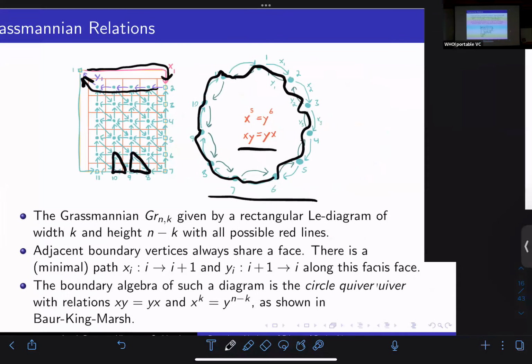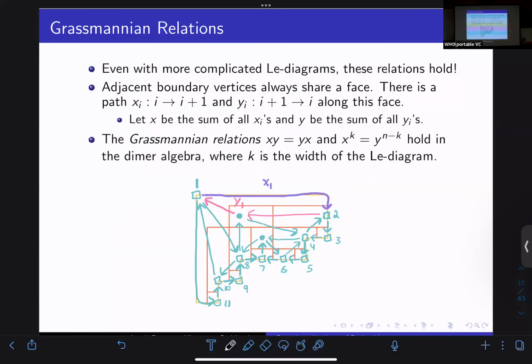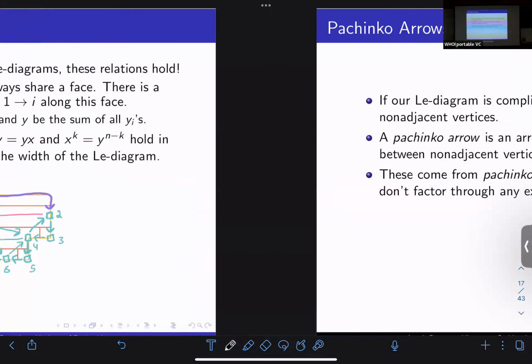Now, something that was shown by Jonah Berggren is that even if our Le diagram is more complicated, we can still do the same thing. We can still define our xi's and yi's as these minimal paths that are going clockwise and counterclockwise. And these same relations still hold. So we still have xy equals yx as base paths, and x to the k is still y to the n minus k. But of course, we're going to have more arrows potentially in this case. There's going to be more stuff going on.